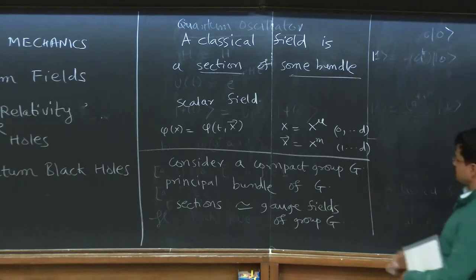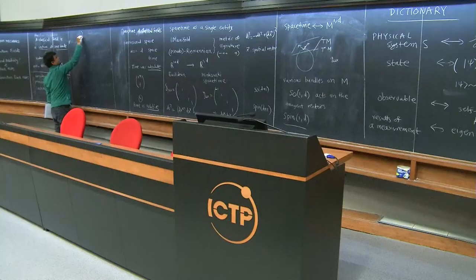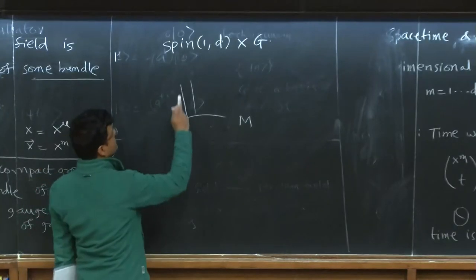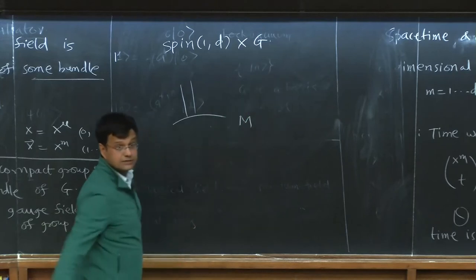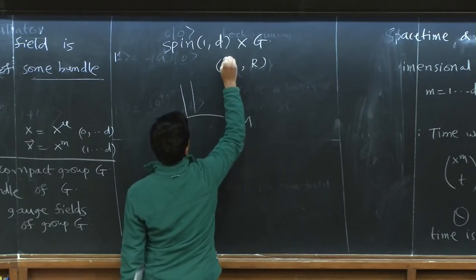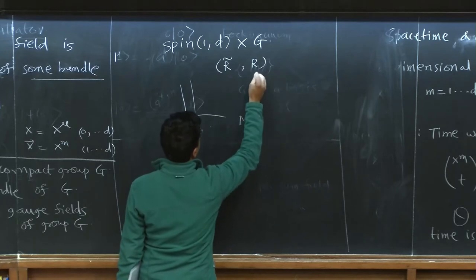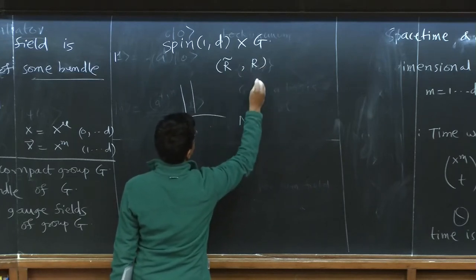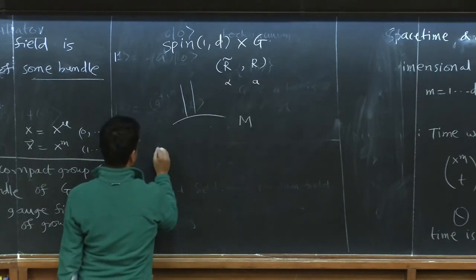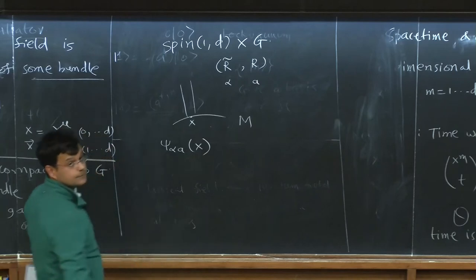Or you can consider associated bundles in some representation of this group. So basically your total group is Spin(1,d) cross G. Locally, you have some chart in this manifold M, and the fiber is some representation of Spin(1,d) and a representation of G. Let's call this representation R and this representation R tilde. If you have an explicit vector space representation with some index A and here some index alpha, then a classical field is simply some object with two indices as a function of x, which is a section of this bundle.